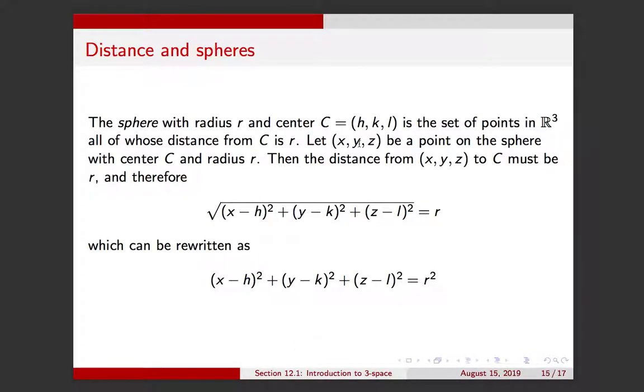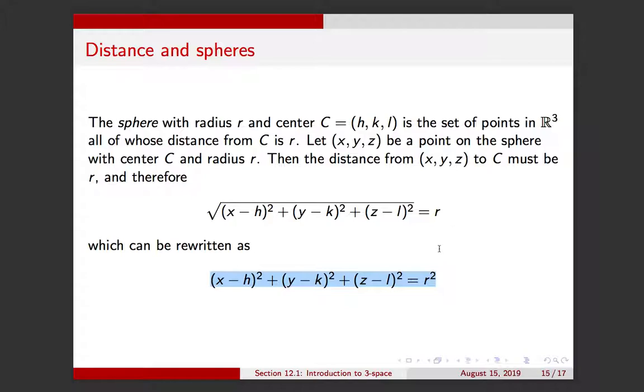Okay, so given the distance formula from before, if x, y, z, this arbitrary point, is going to be on that sphere, its distance from C to itself must be r. So x minus the sphere's x coordinate squared, etc., must all equal the distance. If you square both sides, you get this. This is the standard form of an equation for a sphere in 3-space.